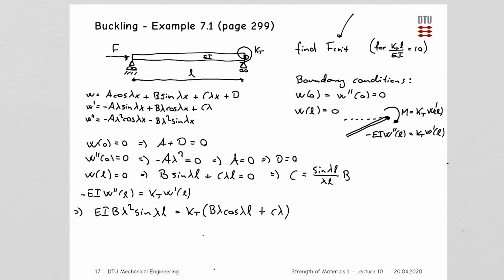And we can, of course, instead of C, use the connection that we found here. I'll just move B to the end here, and we can do the same over here. We can insert KT, of course. We have B cosine lambda L, and now we insert the specific value of C, which we found from the connection above.